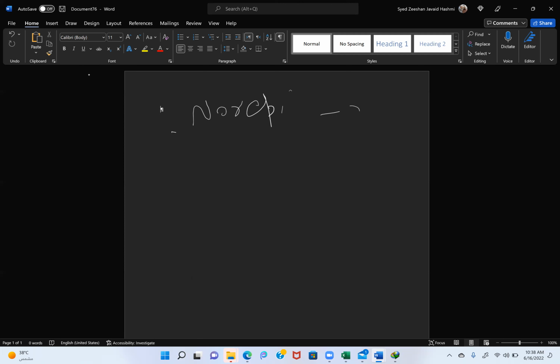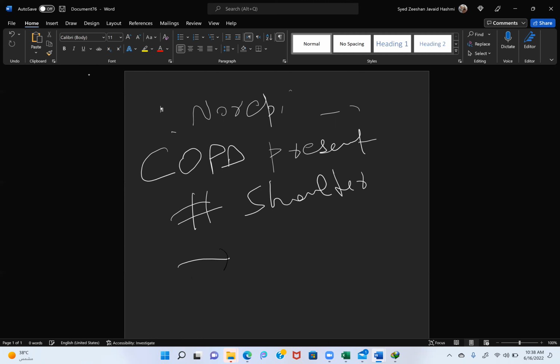Another scenario. You have a patient with COPD, 55 years old, presented with a fractured shoulder. Okay, so what will be, how will you evaluate the patient, and how will you proceed for the surgery?